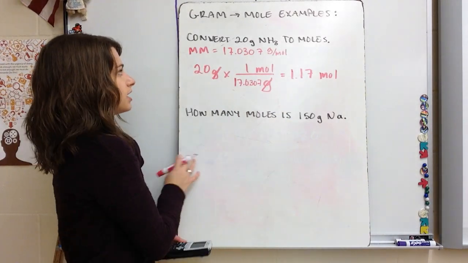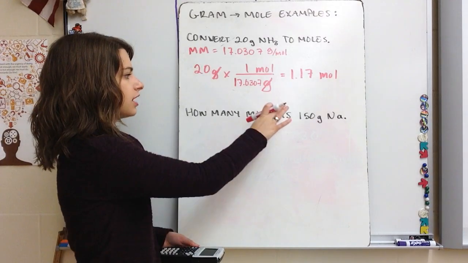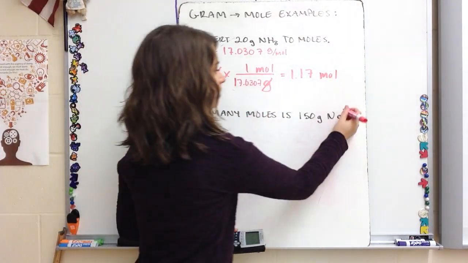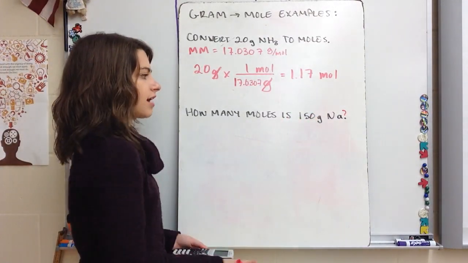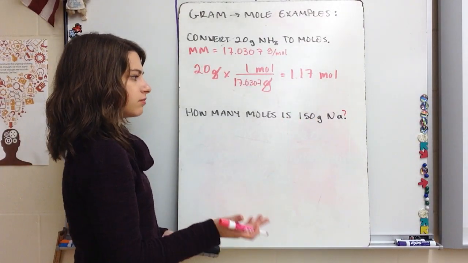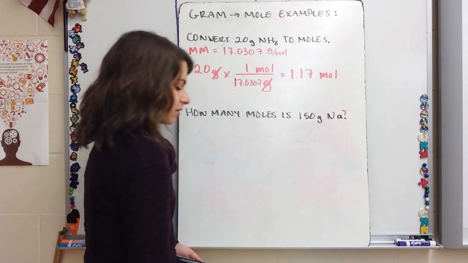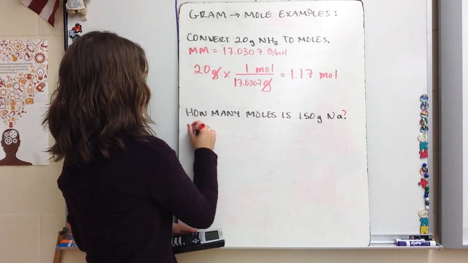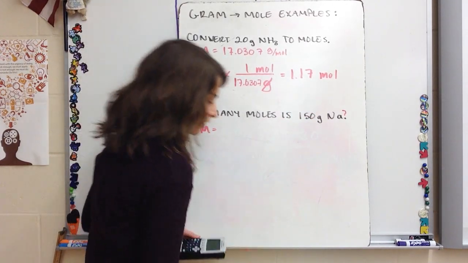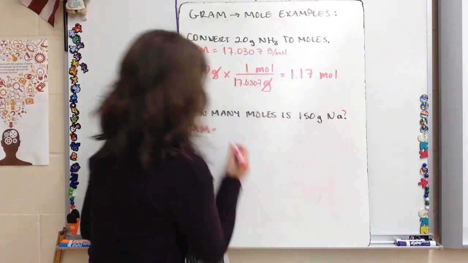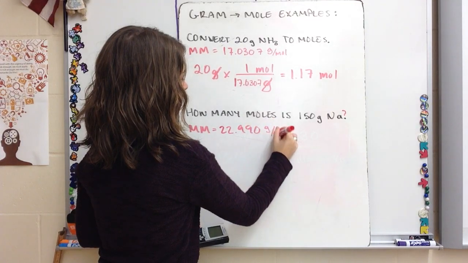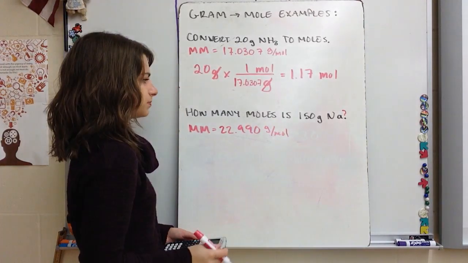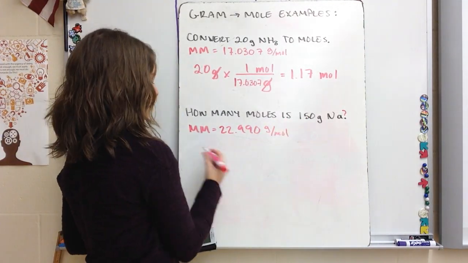Let's look at one more example for grams to moles. How many moles is 150 grams of sodium? Okay, so same thing. I don't have a molar mass, so the first thing I need to do is find my molar mass. Since it's just an element, it's just the number off the periodic table. So the molar mass of sodium is 22.990 grams per mole.